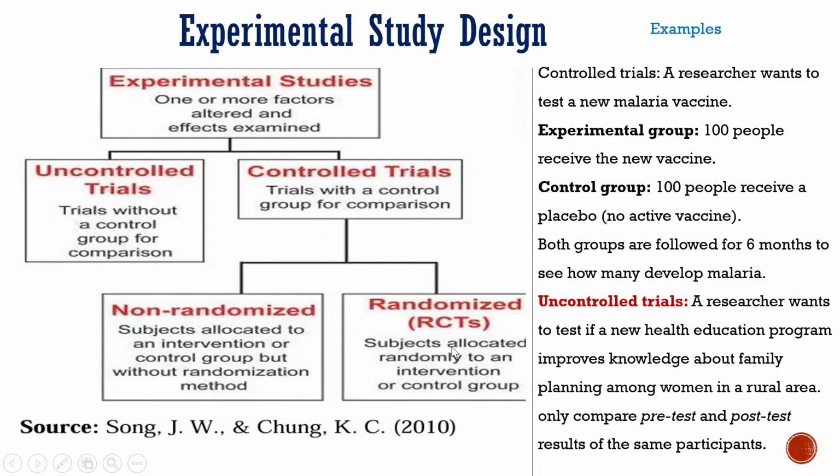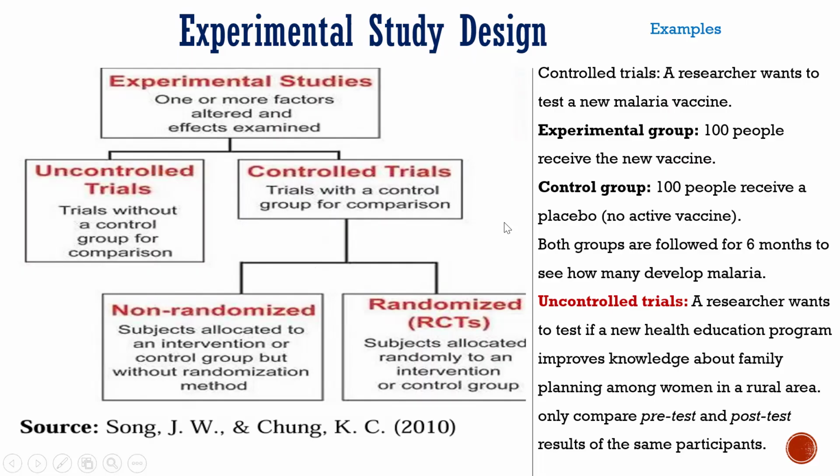In randomized controlled trials, the participants in the experiment are randomly allocated to different groups. Like I said, there are 2 groups in a controlled trial: the experimental group and the control group. So when it comes to randomized, the participants are randomly allocated to the control or the intervention group. But in non-randomized, subjects are allocated to a group not randomly; they're just selected. These people go to the control group, these people go to the experimental group. I hope you understand.